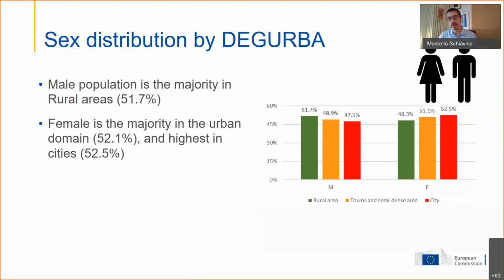The second characteristic that we can disaggregate is the gender distribution. As you can see from the graph, this has a clear split between urban and rural areas in Colombia. Male population is the majority in rural areas, 51.7%, and female is the majority in urban domain, 52.1%, and highest in cities, 52.5%, compared to a national proportion of 48.7% of males and 51.3% of females.